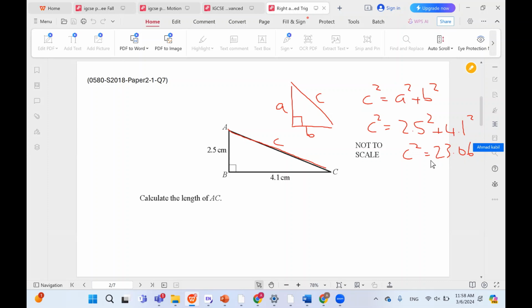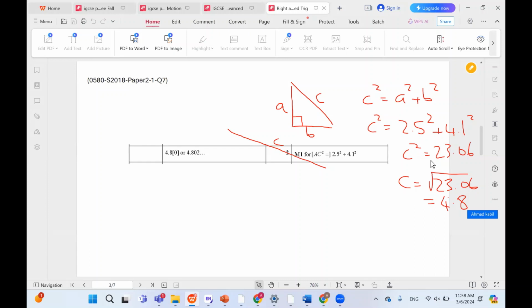And then in order to get C, we simply find the root of 23.06. And this is equal to 4.8. And that is the length of the hypotenuse AC. And 4.8 is the correct answer here.